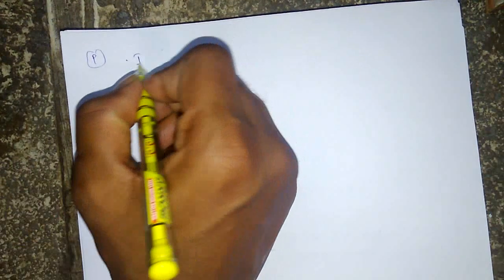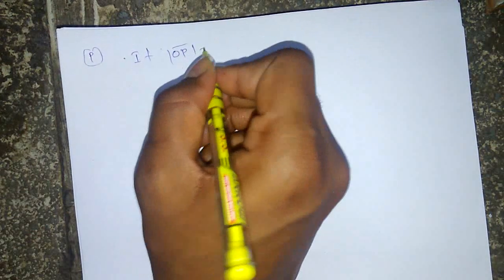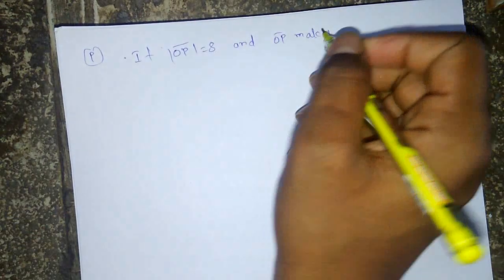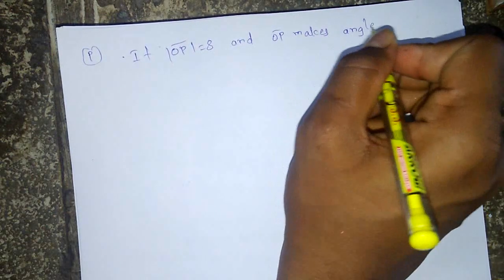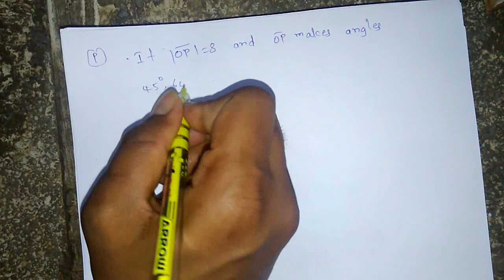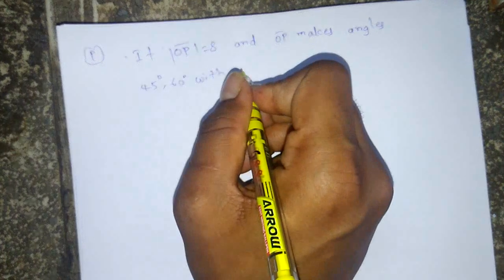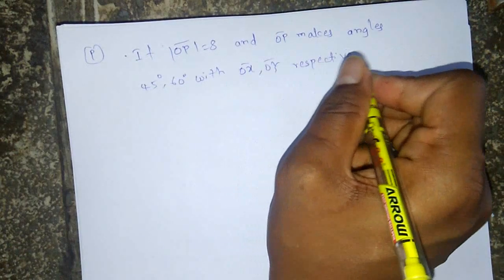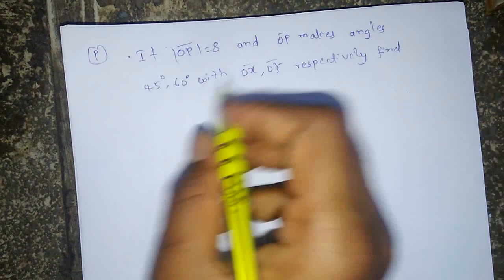So next problem is, if magnitude of OP bar is equal to 8 and OP bar makes angles 45 degrees and 60 degrees with OX and OY respectively, find OP bar.